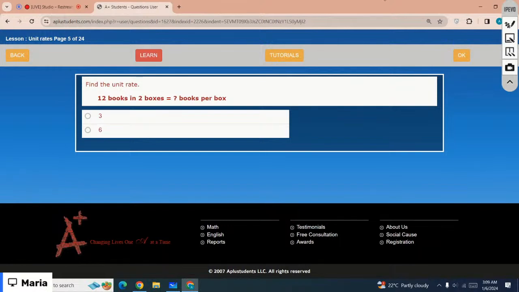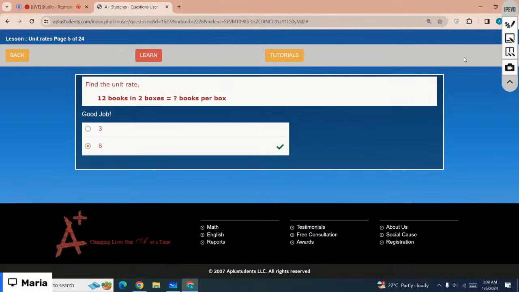Find the unit rate: 12 books in 2 boxes. So how many books per box? Yes, 2 times 6 makes 12. That means you have 6 books per box. The correct option is 6.